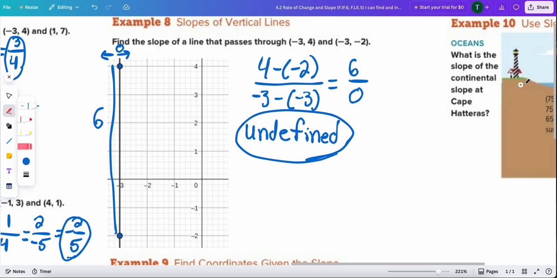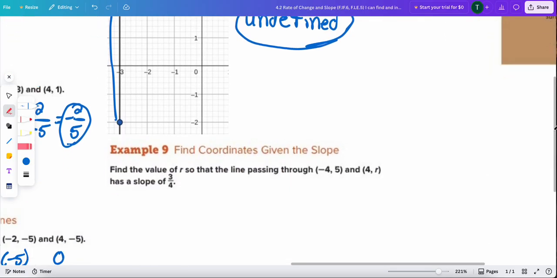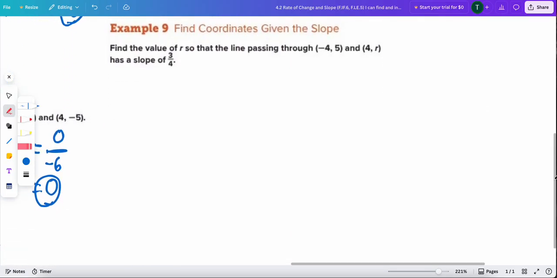Now the next part allows us to use slope to find a missing value. So we're going to set up our slope formula and go from there. Slope, remember, is change in y over change in x. So for my y's, I have 5 and r, so 5 minus r. The x with my 5 is -4, minus the x from my r, which is 4. And that has to equal the slope we have here, 3/4.